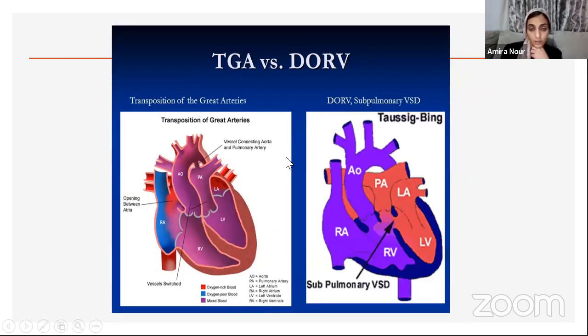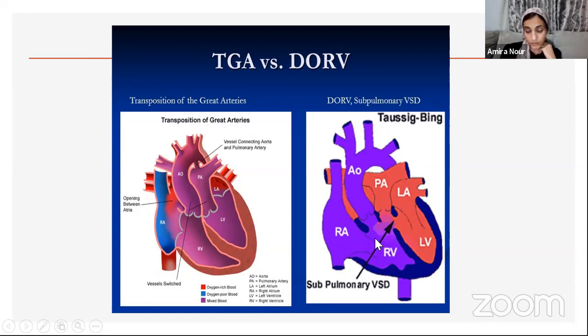And another point for the difference between patients with DTGA and DORV subpulmonic VSD, or Taussig-Bing anomaly, again, is the degree of overriding of the pulmonary valve or the pulmonary artery. In the patient with DTGA, the pulmonary valve arises exclusively from the left ventricle. However, here the pulmonary valve or the pulmonary artery overrides the interventricular septum in a patient with DORV subpulmonic VSD.